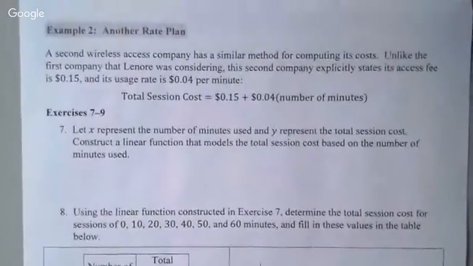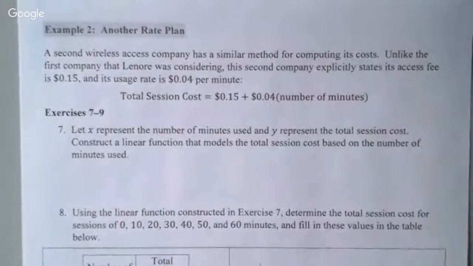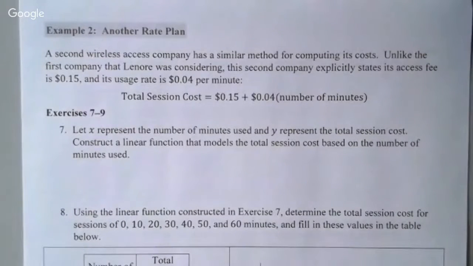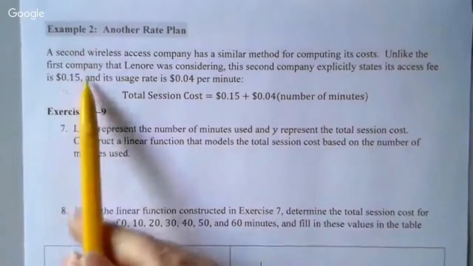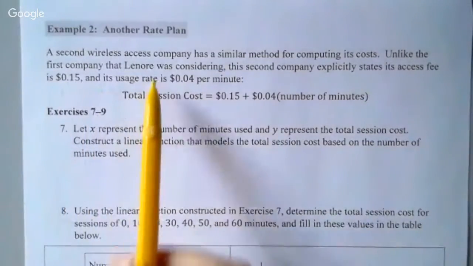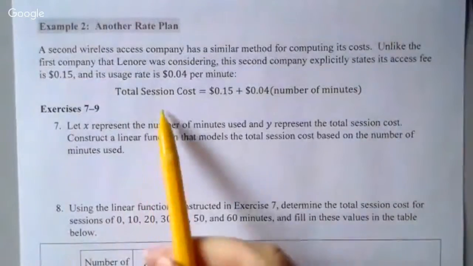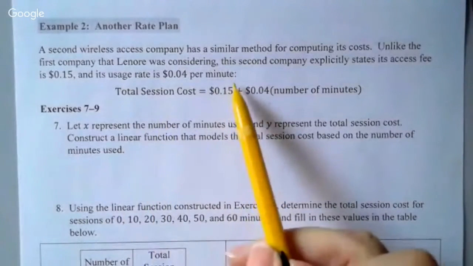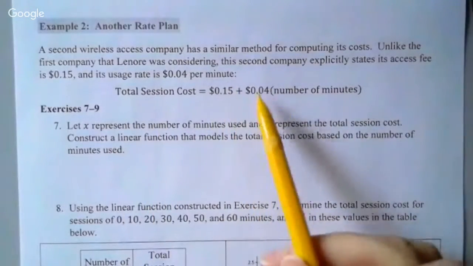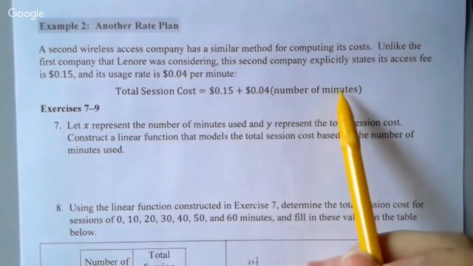Now, we're going to bring in another plan though. She finds out there's another rate plan. So she's got a second wireless access company that has a similar method for computing its cost. Unlike the first company that Lenore was considering, the second company explicitly states its access fee is 15 cents and its usage rate is 4 cents per minute. So that means your total session cost is going to be your 15 cents for your fee and your 4 cents times the number of minutes that you use.